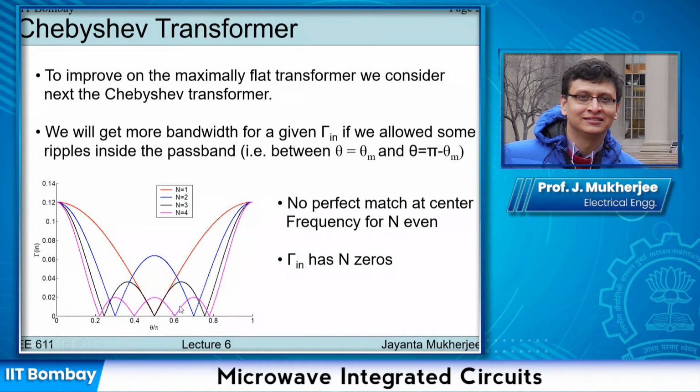For n equal to 2, we have a single ripple, this blue line. For n equal to 3, we have 2 ripples, black line. N equal to 4, we have 3 ripples. These prototype functions are also known as equal ripple prototype functions, because even though these ripples are present, wherever there is more than one ripple, these ripples are of equal height. That's why these Chebyshev transformers are also called equal ripple transformers.